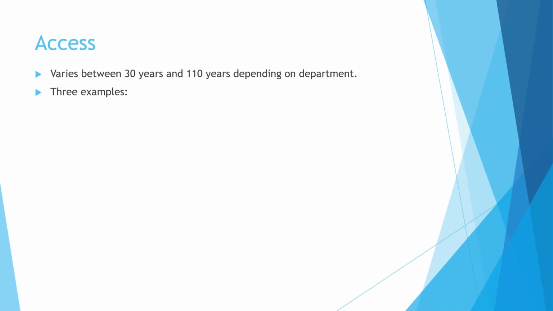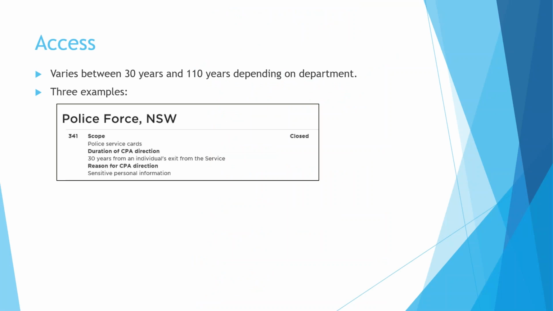So just to give you a sense of it, this is a series of 3 examples chosen only because they vary in length. One is the police force. Their records are closed for 30 years from an individual's exit from the service. So that means the vast majority of history is open.